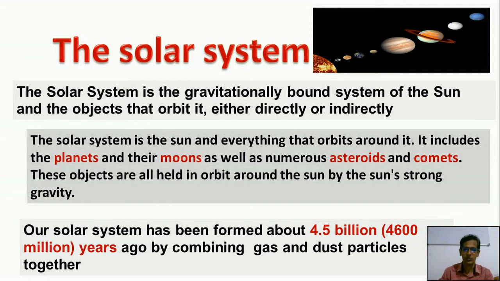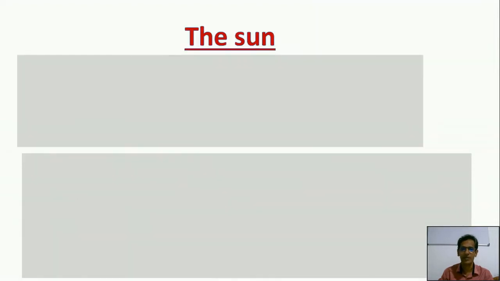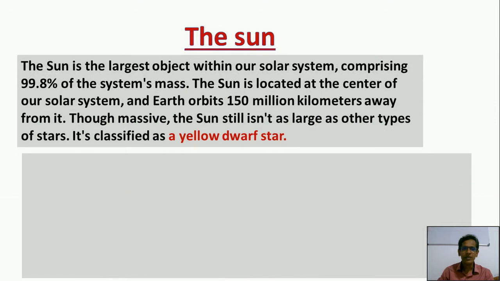Right? The solar system has been formed about 4.5 billion years ago, by combining dust and gas particles together. The sun is the leader of the solar system, head of the solar system. The sun is the largest object within our solar system, comprising 99.8% of the system's mass.